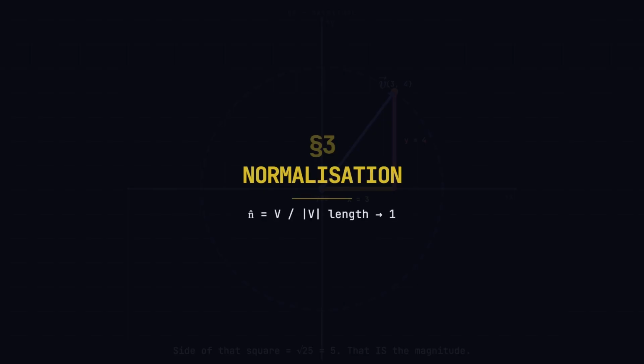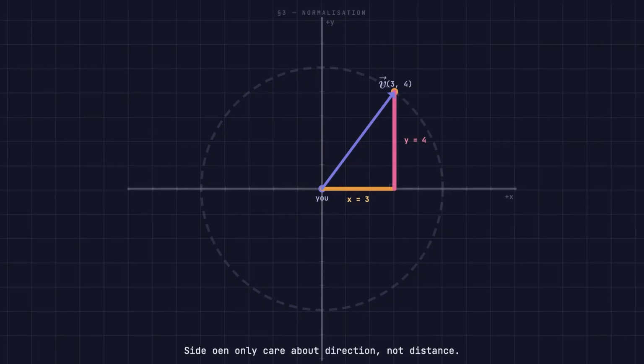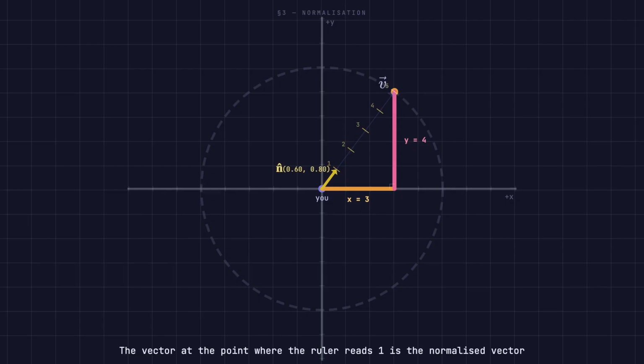Now we know how to get just the magnitude of a vector, but sometimes we need just the direction, like when calculating which way a character is facing. This is where normalization comes in. Think of it like laying a ruler along your vector. We want to find the point where the length is exactly 1. By dividing your vector by its own magnitude, we shrink it down to a unit vector. Direction stays the same, length becomes 1.